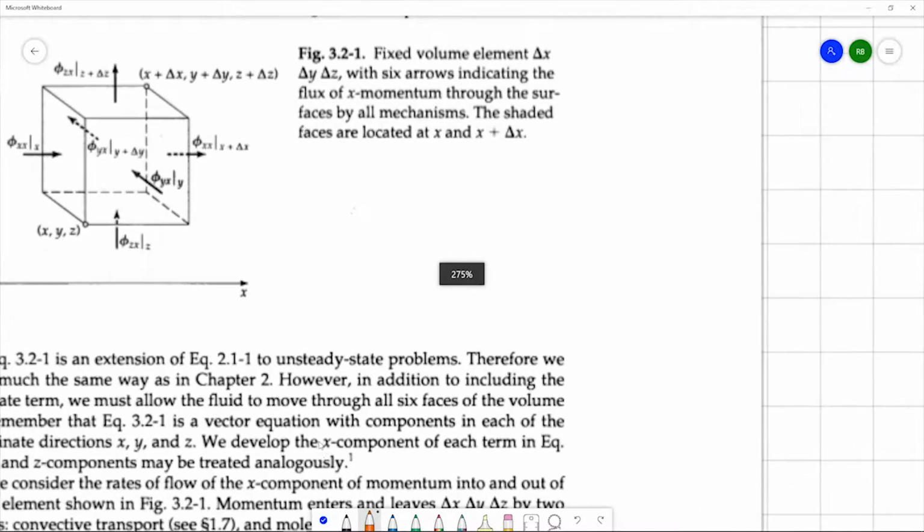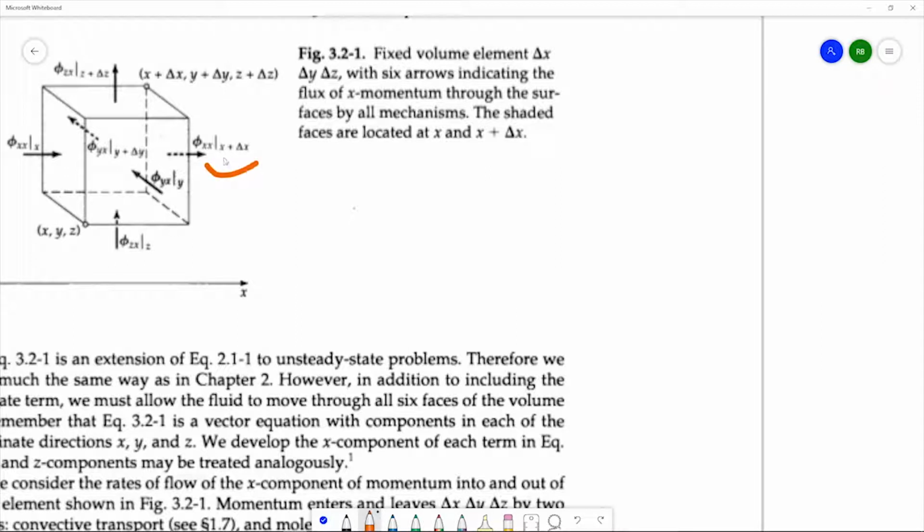If you see this figure, we have three terms in total. So phi xx. For phi xx, what is phi? Combined momentum flux, molecular transfer plus convective transfer. I already told you that. If you don't know it, go study it, then come back to this lecture. For x momentum, I have three phi values. Phi xx: x momentum transferred in the x direction. Phi zx: x momentum transferred in the z direction. And phi yx: x momentum transferred in the y direction.